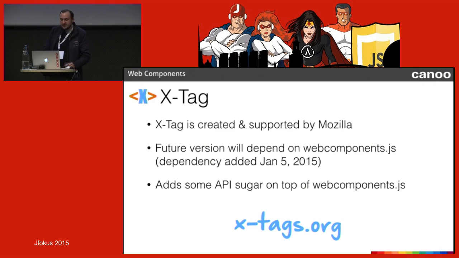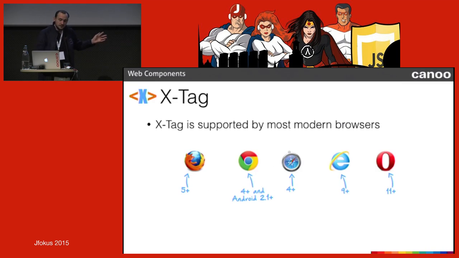today this depends on Web Components JS 2, and it's not even a month ago that they started to depend on this. So this is very new technology that we are talking about here. X-Tag 2 adds some API sugar on top of the Web Components JS. And as you can see here, for example, X-Tag is supported by a lot more browsers than we have seen for the original specification.